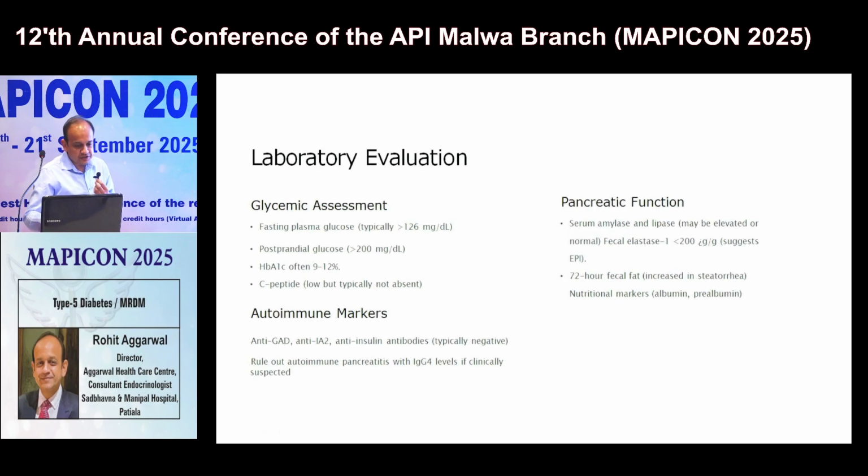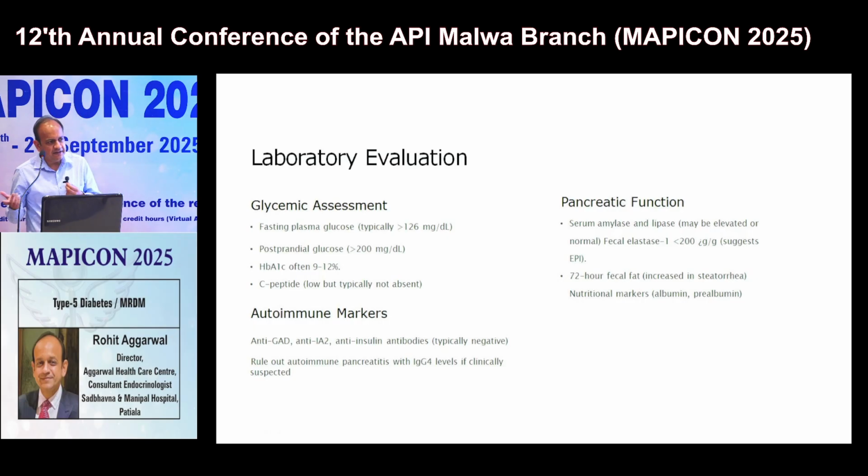So how to diagnose? I think the most important is the glycemic assessment, which we do. C-peptide is not available everywhere. If available, I think we should do it. It is low, but typically not absent. Autoimmune markers, if facility is available, we must go for these four antibodies: anti-GAD, anti-IA2, anti-insulin antibodies, or you can go for the zinc transporter 8 antibodies also. If you want to rule out autoimmune pancreatitis, then you have to go for the IgG4 levels.